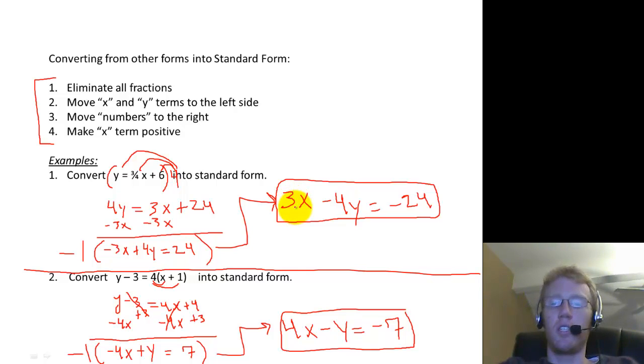So that's really all there is to standard form. It's just a different way of writing the equations that fulfills these rules, and you'll see again in the future why it's kind of handy or useful. So that's it.